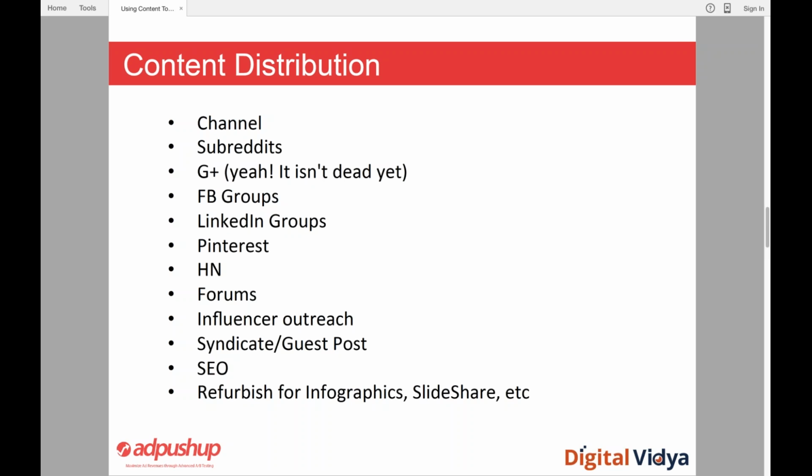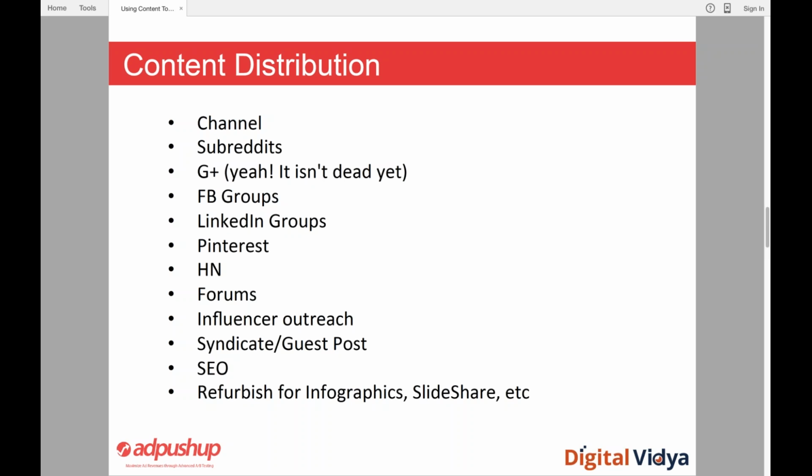Hacker News is a great community if you're targeting entrepreneurs, and if you have a technical audience, if your buyer persona is, let's say, developers. Hacker News, I think, is the best community you can target, because the whole audience of developers or engineers, you'll see them hanging around there.